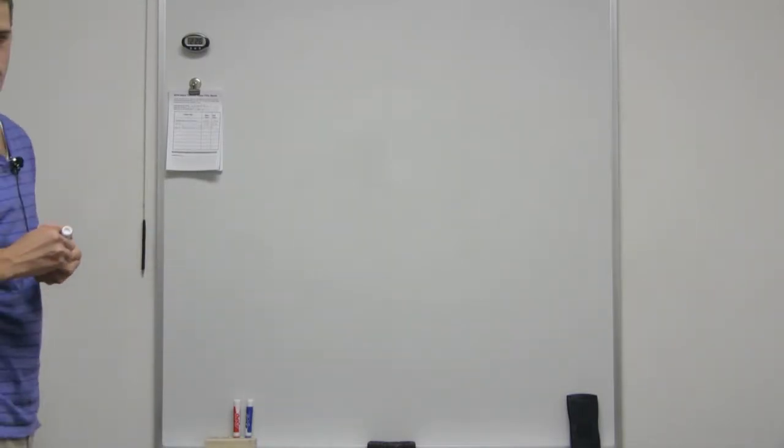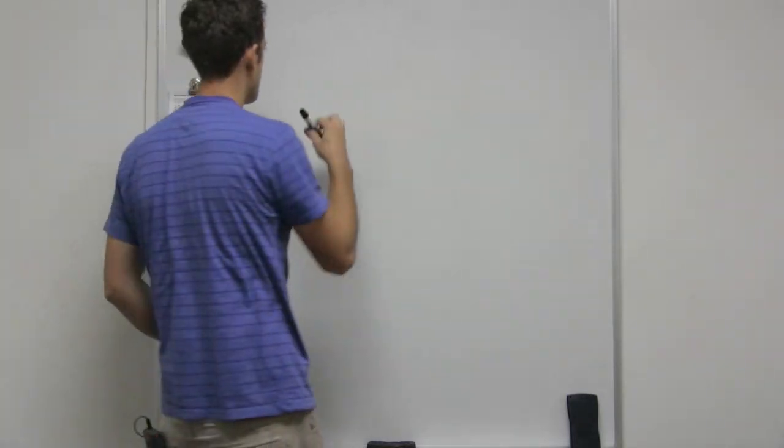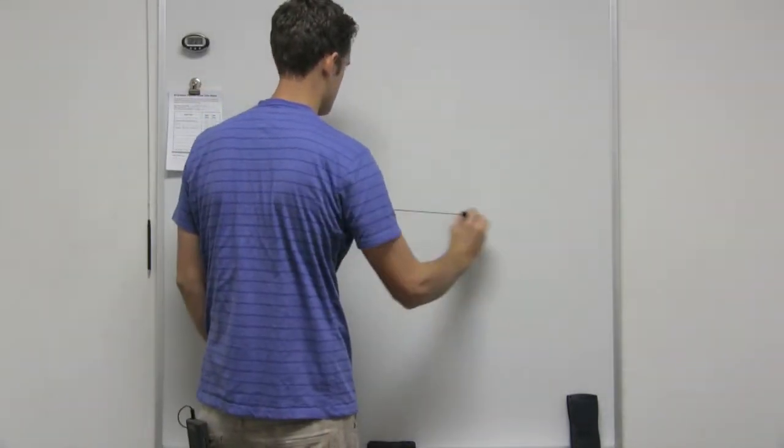Shown is a plot of potential energy versus distance. Which of the following points are stable and unstable equilibrium?